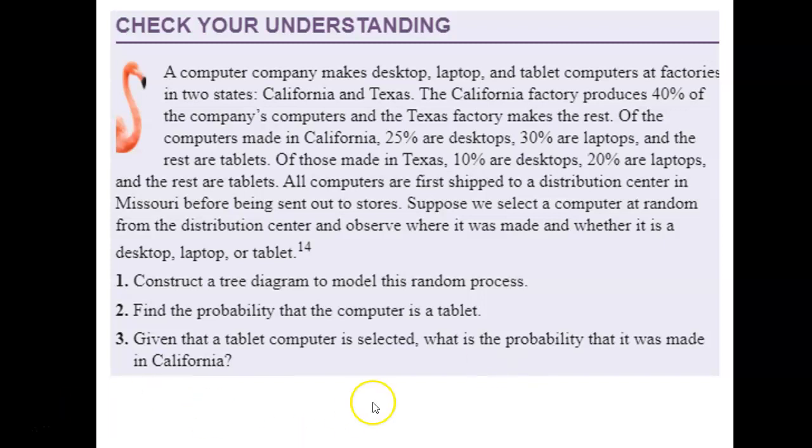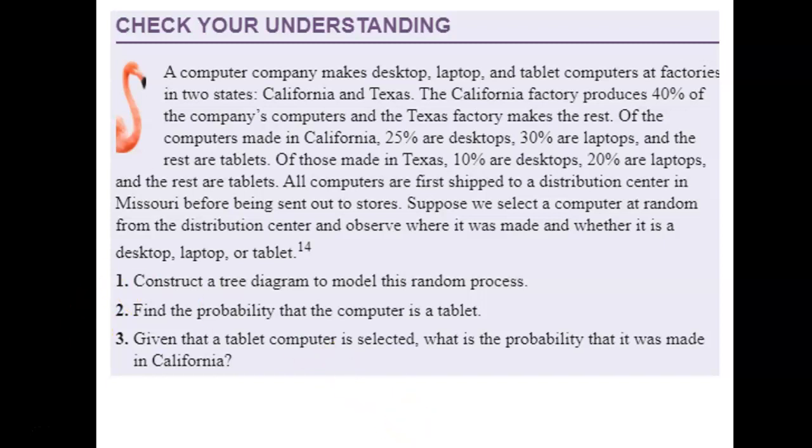Suppose we select a computer at random from the distribution center and observe where it was made and what type it is. Your tree diagram is going to start with where it was made and then branch off into what type of device. Then you're going to find the probability that the computer is a tablet. And then a conditional probability: given that a tablet is selected, use that answer from number 2, what's the probability that it was made in California? All right, please pause the video and jot down some thoughts.